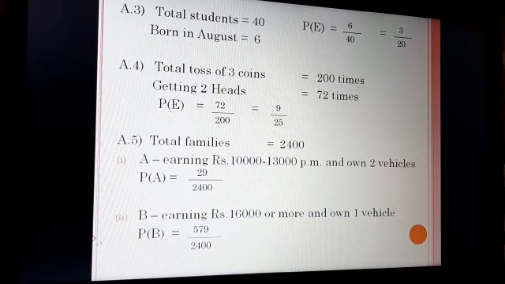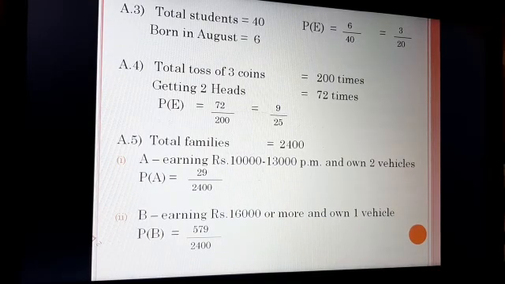Next, it was given that a coin was tossed 3 times, and we count how many times heads comes up. In the table it is already given: 3 heads, 2 heads, 1 head, no head, like that. So from the table I have taken the details. The question was to find the probability of getting 2 heads. Here the total number of tosses was 200. Out of that, 2 heads came 72 times. So the probability of the event becomes 72 upon 200. After reducing, it becomes 9 upon 25.